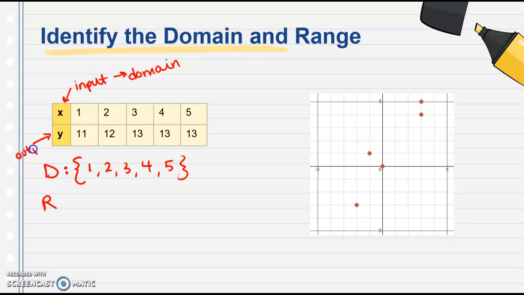So this is the same thing as output, which is the same thing as our range, our y values. So I'm going to list those out in set notation. Looks like an 11, and then a 12, and then a 13. Now the next one is a 13, and then a 13 again, and so I don't have to rewrite those. I can just write them one time. So there's my domain and my range.